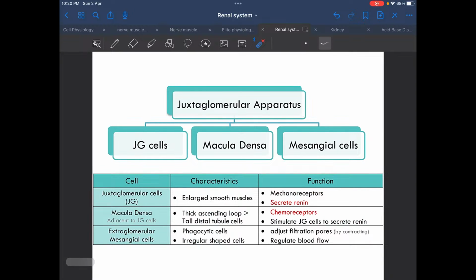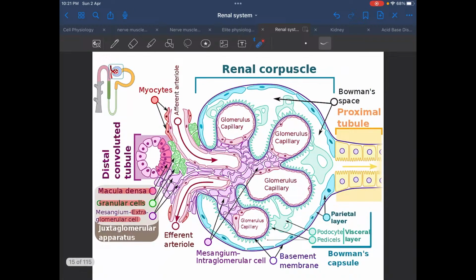The JGA, we've discussed the major functions. We've discussed the JG cells, also known as the granular cells, and they secrete renin. The macula densa, we'll discuss how it senses sodium in the tubular lumen, and this is a fantastic mechanism which you'll be knowing, right? That is the tubuloglomerular feedback. We'll discuss that as well. And then we have the extraglomerular mesangial cells, which you know are known as the Lacis cells, right?